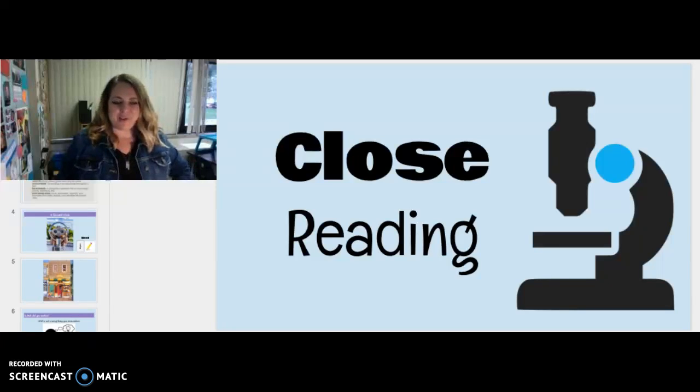Today I want to talk to you about close reading. Close reading is just a handy strategy that we use when we are reading, especially nonfiction text, and there's a lot to process. So we want to slow down and read it in chunks and look at some specific things to help us with our comprehension and help us to not only understand the text, but even to analyze it and go deeper with it too.